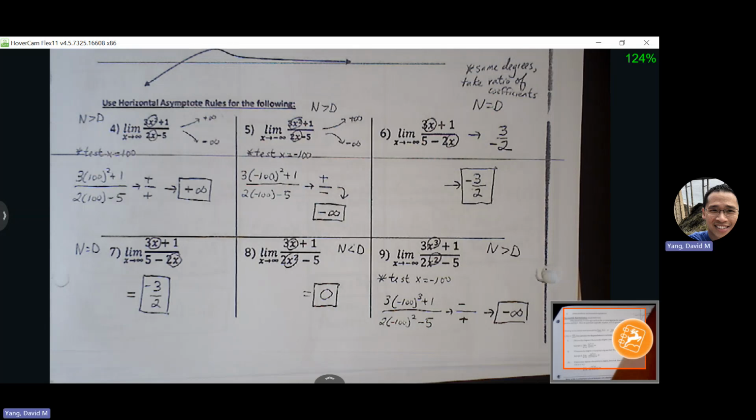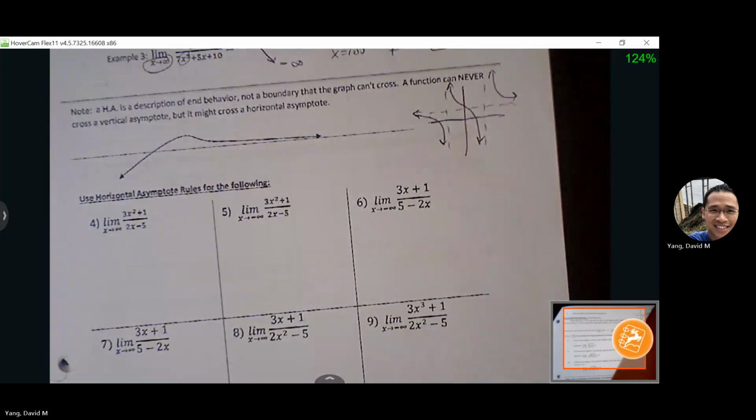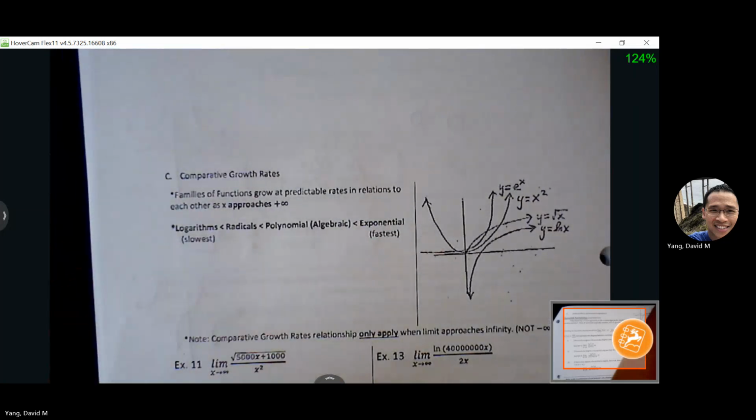And number 9, degree is higher in the numerator. So I'm going to test negative 100. Test the signs. I get a negative over a positive, so negative infinity. Okay. Any questions? All right, page 30.